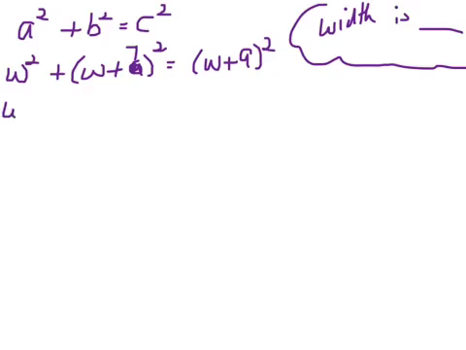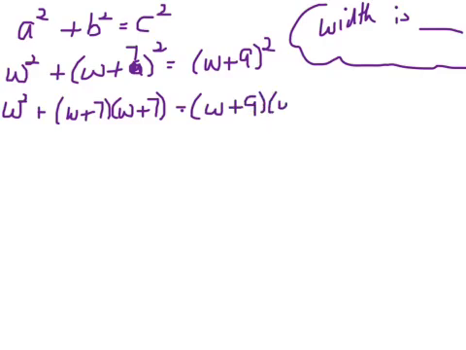Now this is W squared, but this W plus 7 squared is not W squared plus 49, no matter how bad you want it to be. That says there are 2 copies of W plus 7. And W plus 9 on the right-hand side is not W squared plus 81, no matter how bad you want it to be. It's 2 copies of W plus 9. So I can see that before I can even start moving anything around, I need to start simplifying some stuff.